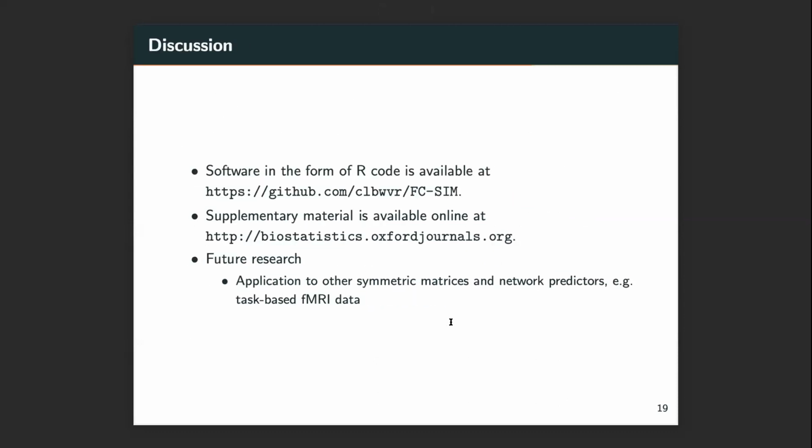So I do have some appendix material, but I'd love to see if there are any questions first of all. Thank you, Club. So we have a sufficient amount of time for questions. So now it's time.